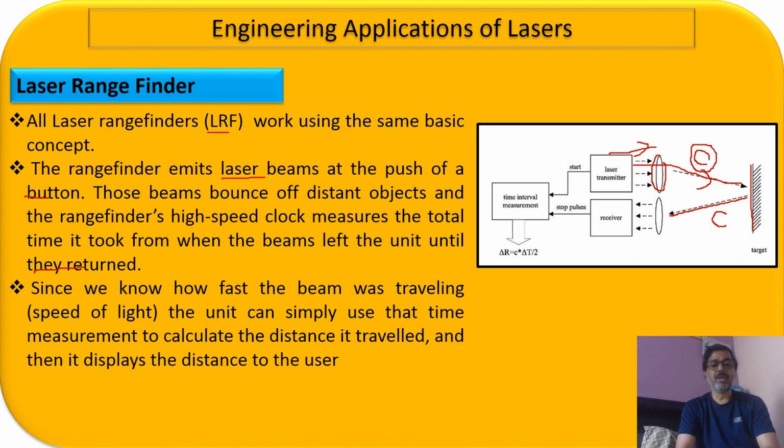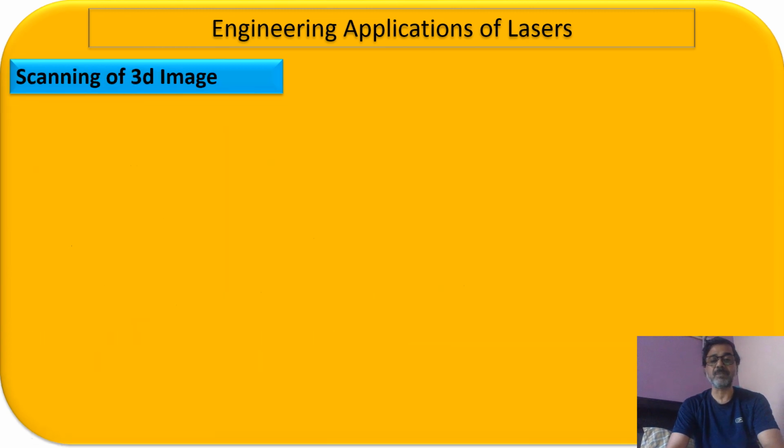Since we know how fast the beam was traveling, and we know the beam was traveling with the speed of light, the unit can simply use the time measured to calculate the distance it traveled, and then it displays the distance to the user. So in this way we can find out at what distance the target is situated.